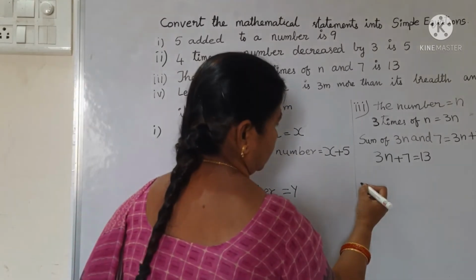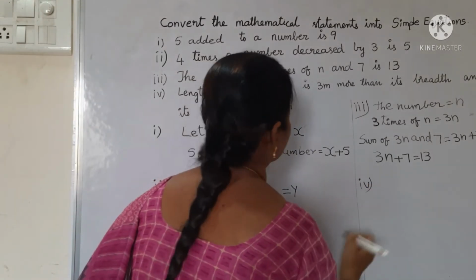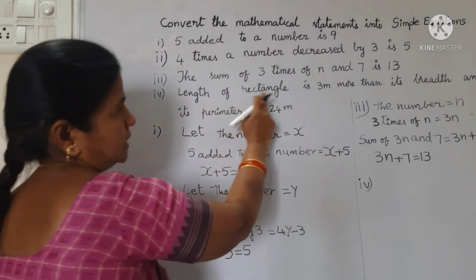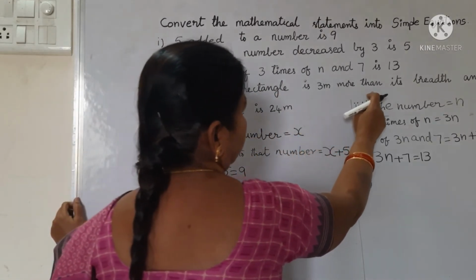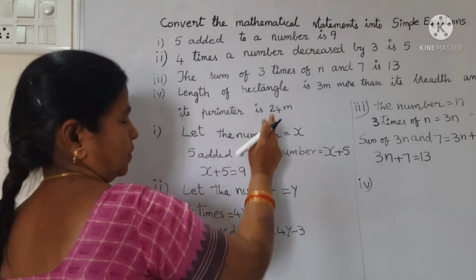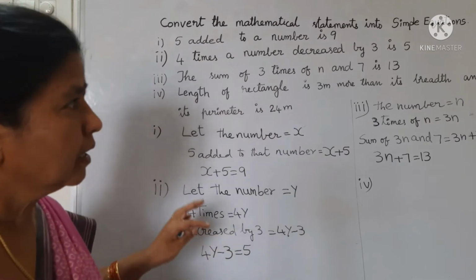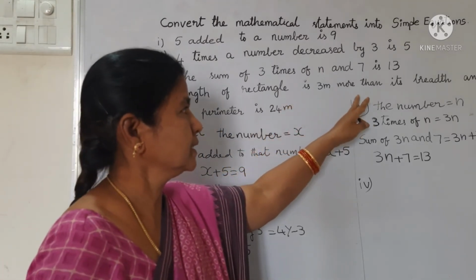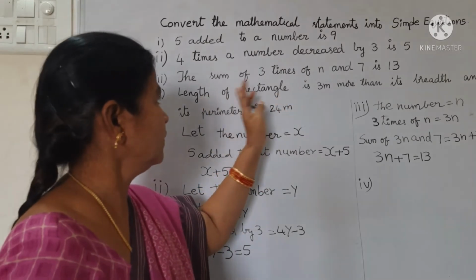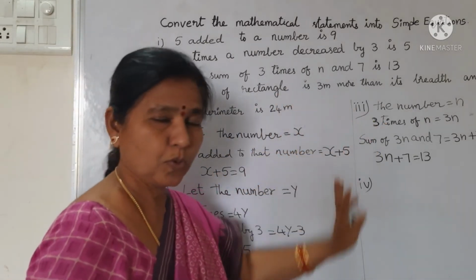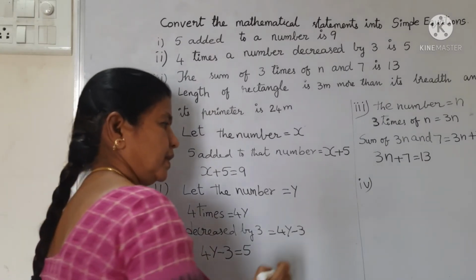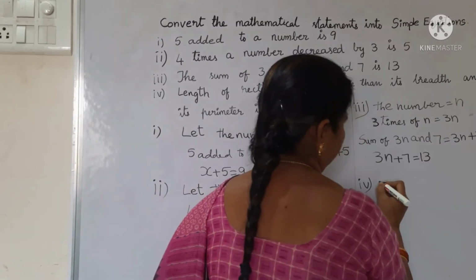Now let us solve the fourth one. Length of a rectangle is 3 meters more than its breadth and its perimeter is 24. Perimeter is given. Length is 3 meters more than its breadth. So breadth is not given. Let us assume that breadth is equal to x.